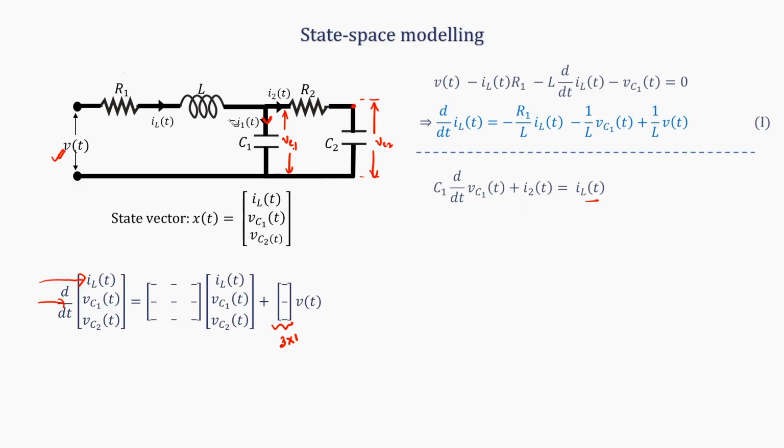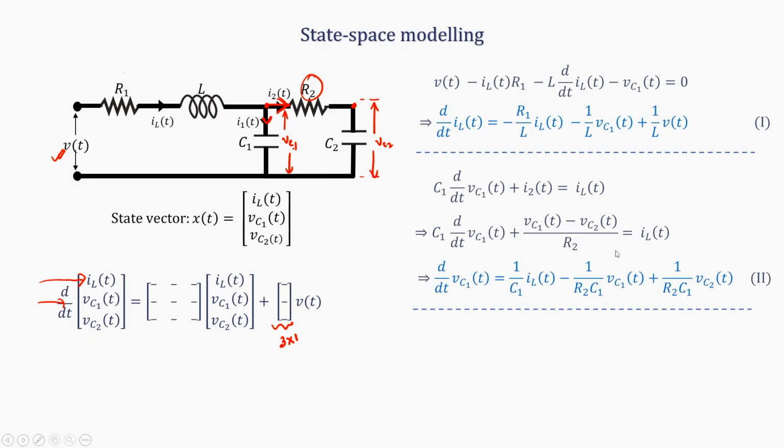Can I write down I2 in terms of other state variables? Yes, because this is the current flowing through here, right. Since the current is flowing this way, I can write (Vc1 minus Vc2) by R2 as your I2. This I am replacing by this. Now, you see, I have replaced I2 by Vc1 and Vc2. So, everything is in terms of state variables and input is not involved here. So, I can write down the second equation. The second equation comes out directly with this.